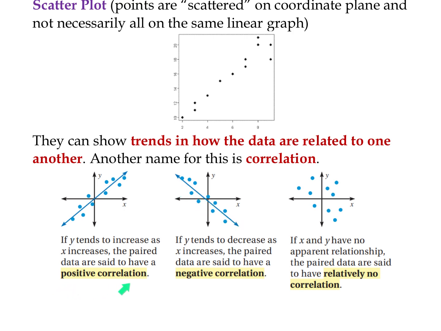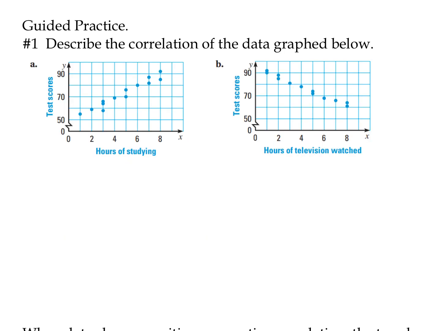This is called a positive correlation. When x increases, y increases. A negative correlation would generally have a negative slope to it. As x increases, the y decreases. And when there's no correlation, the points really are scattered around, and we don't see any trend in whether, as x increases, the y is going up or down. They really are scattered all over the place. So positive correlation, negative correlation, no correlation. So let's practice describing the correlation in the data in these graphs below.